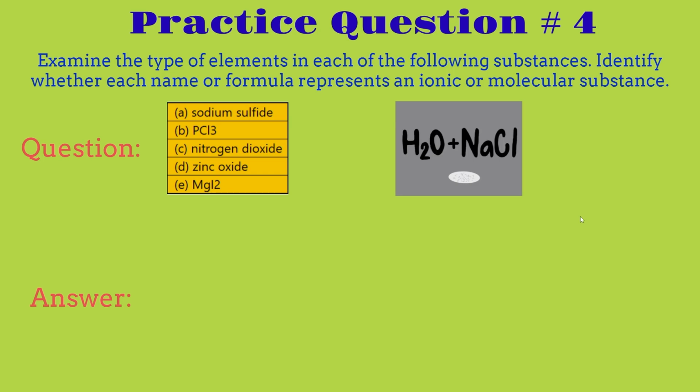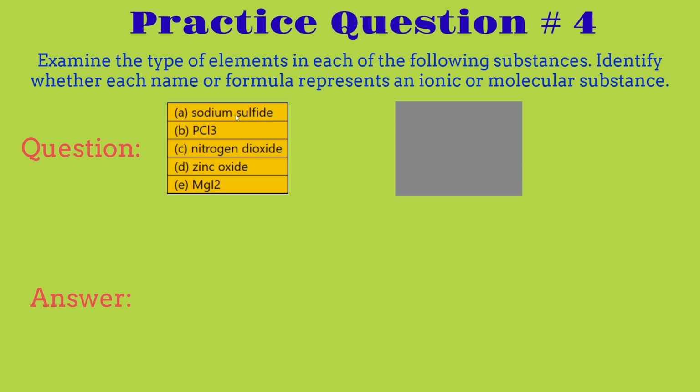So now for practice question number 4, examine the type of elements in each of the following substances, and then identify whether each name or formula represents an ionic or molecular substance. So in this table here, all we need to do is just identify if this is molecular or ionic. As we said before, ionic is a nonmetal with a metal, and molecular is a nonmetal and a nonmetal.